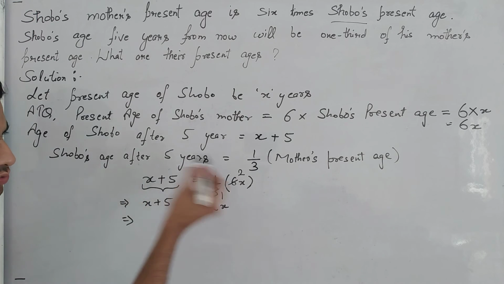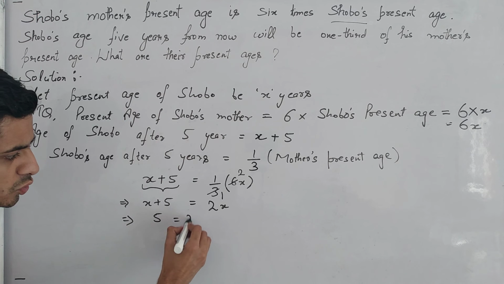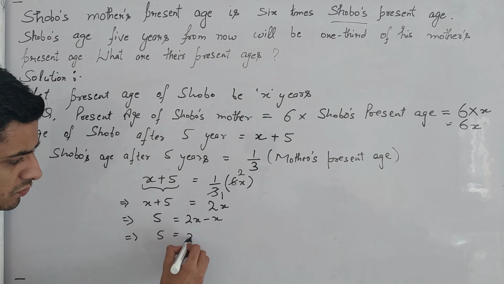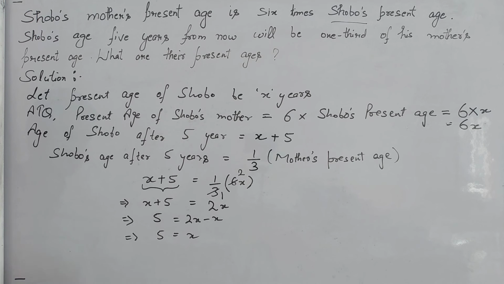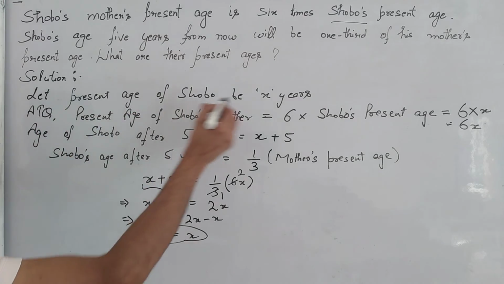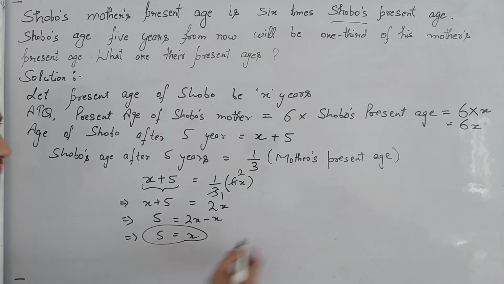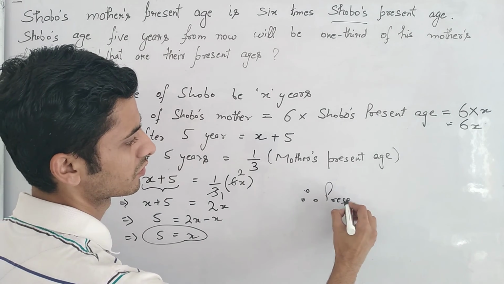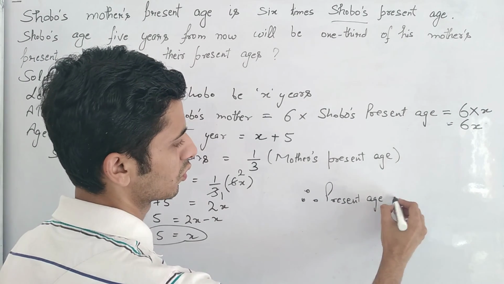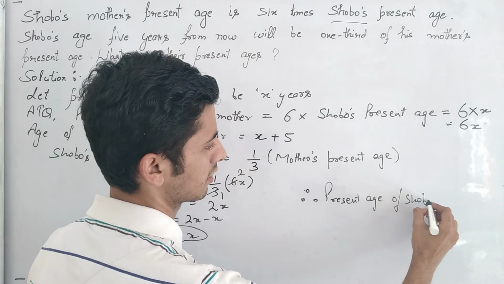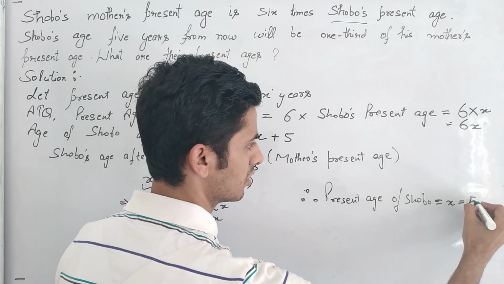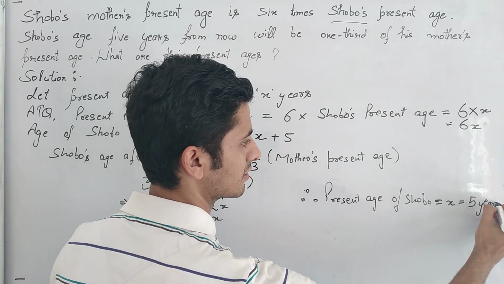Now if I transpose this x over there, 5 is equal to 2x minus x, it implies 5 is equal to x. So what is x? Shogo's present age is x here, therefore the present age of Shogo is equal to x, which is 5 years.